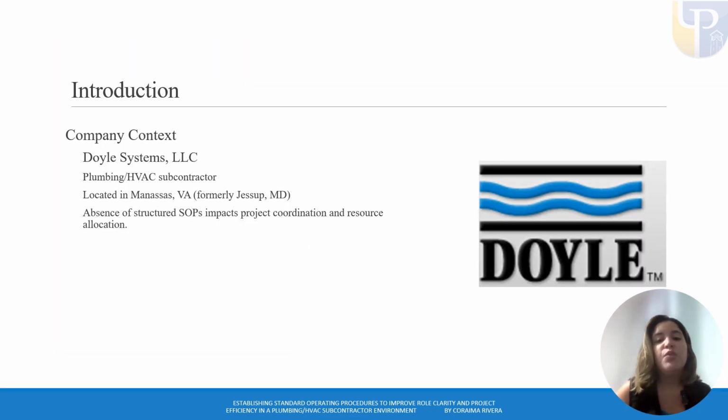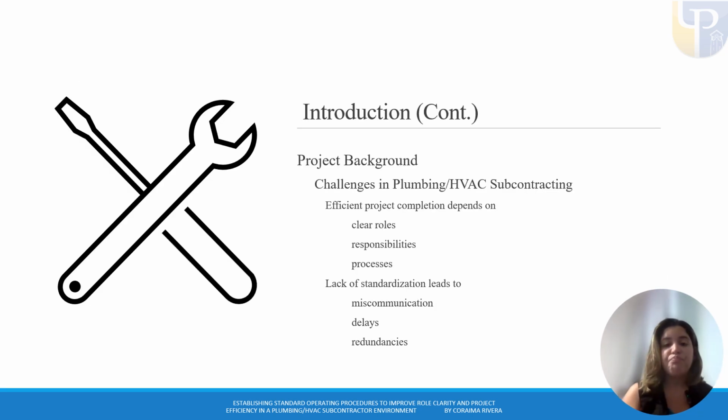For the introduction, we will talk about the company. The company selected is Doyle Systems LLC, the company I currently work for and have been working for a little over 2 years. It is a plumbing and HVAC subcontractor company. It's located currently in Manassas, Virginia, although it was located in Jessup, Maryland when I started. The basic thing that we need to know about this is the absence of structural SOPs. This is impacting project coordination and resource allocation.